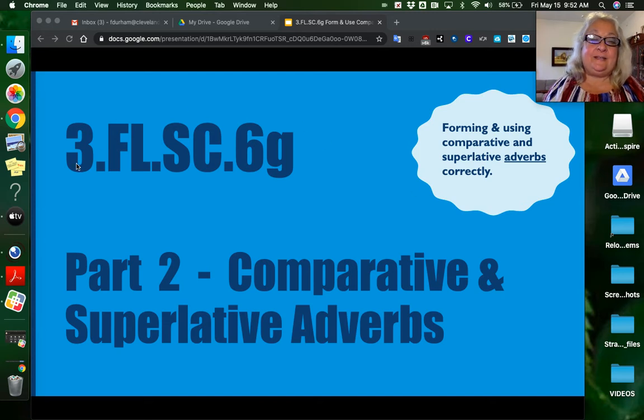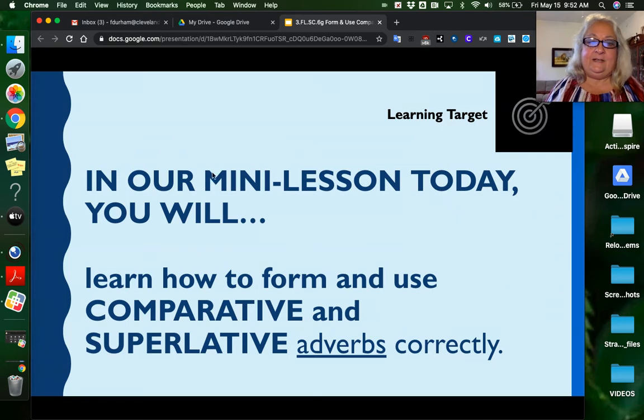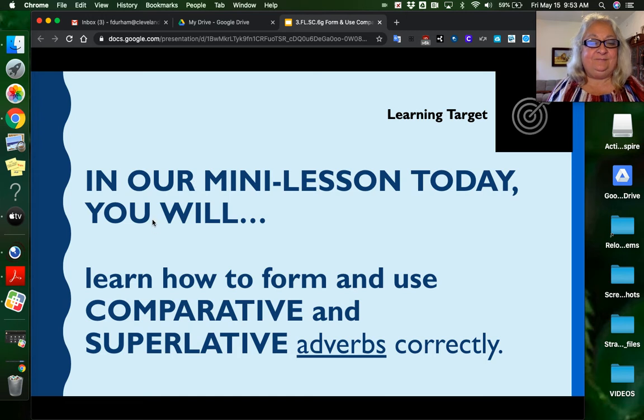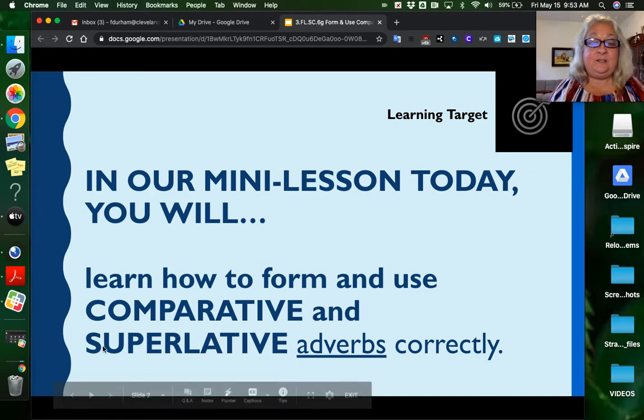Today our learning standard is 3.FL.SC.6g, forming and using comparative and superlative adverbs correctly. In our mini lesson today, you will learn how to form and use comparative and superlative adverbs correctly. Say this learning target with me. I will learn how to form and use comparative and superlative adverbs correctly.